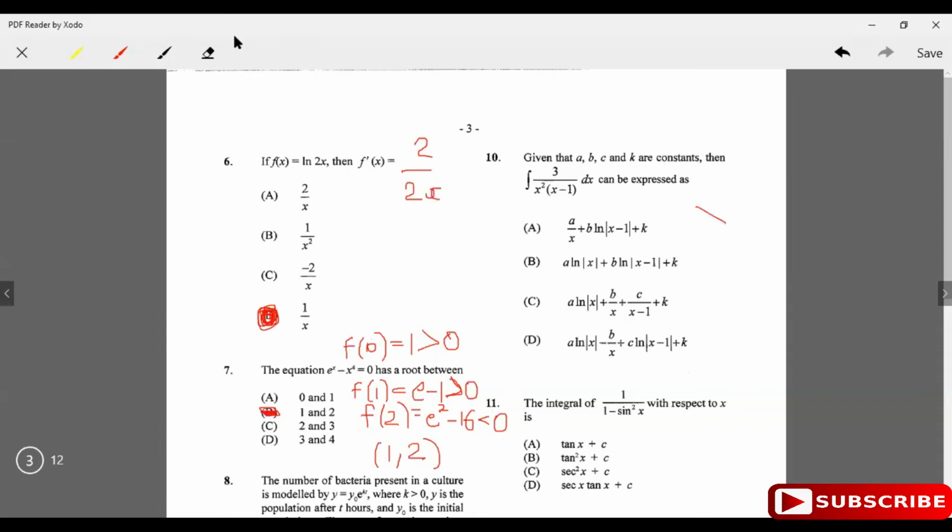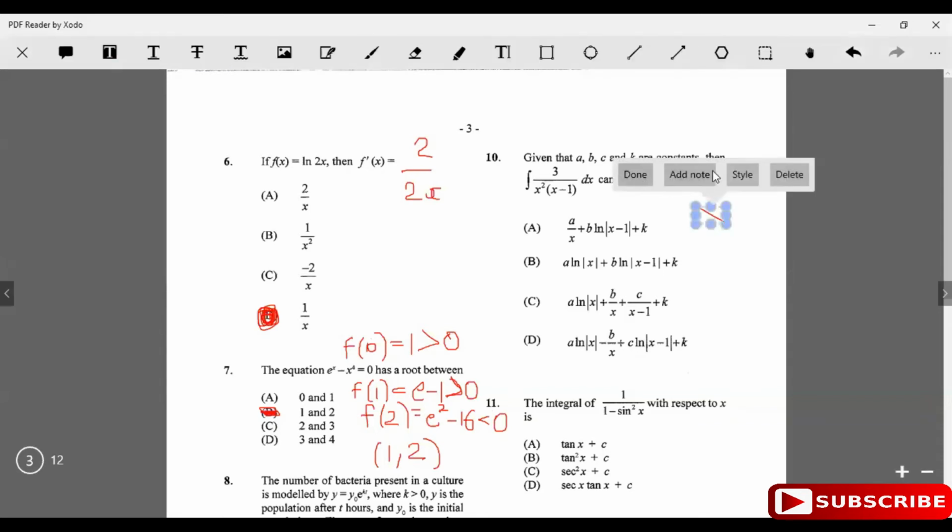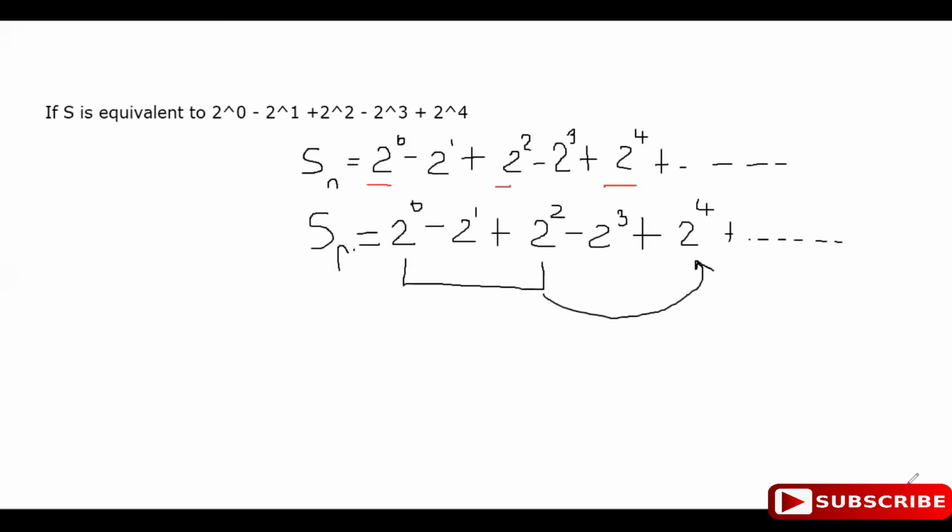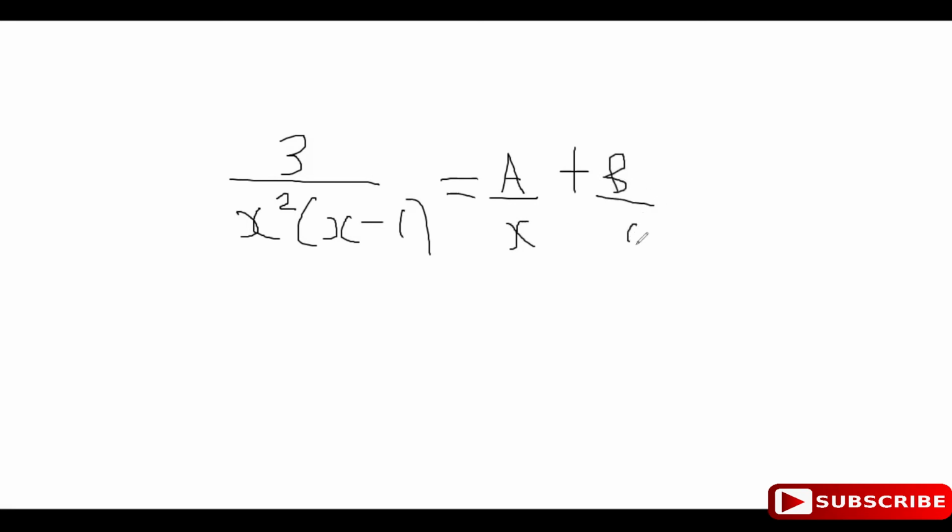Oh, I can't go outside. I'm going to have to go on the whiteboard for that one. So it was 3 over x squared times x minus 1. And so that, as we were saying, we could break it up as a over x, and b over x squared, and then c over x minus 1. All right, that's not bad.